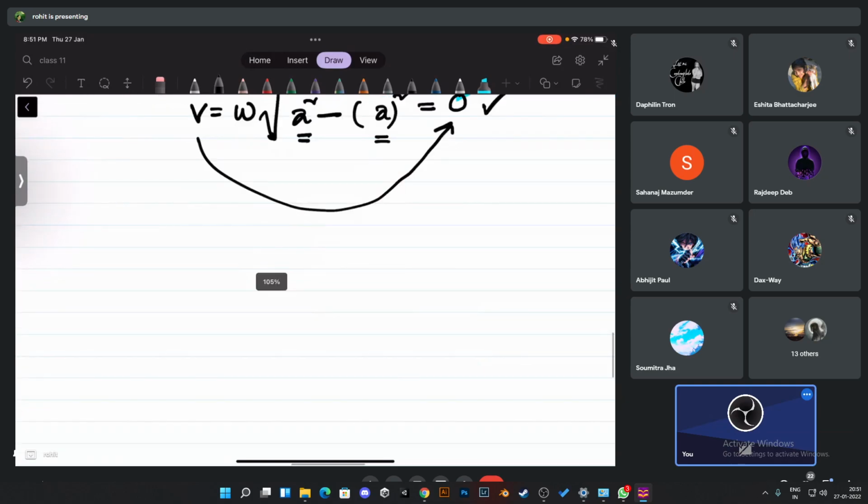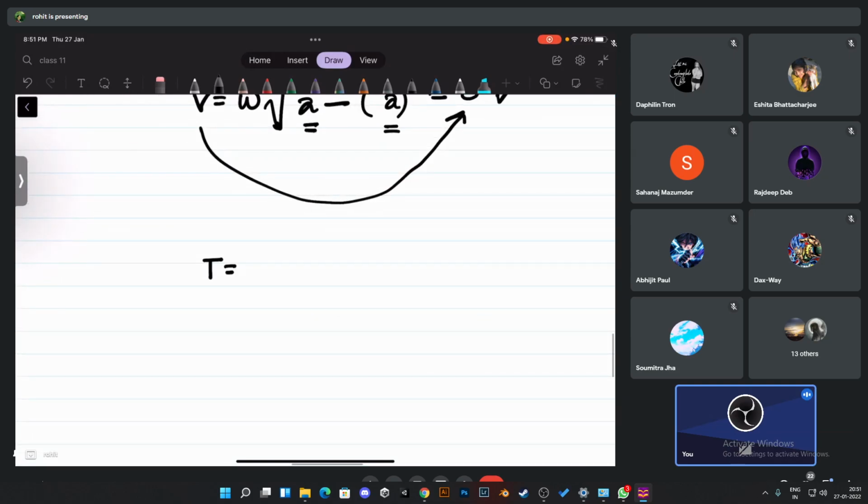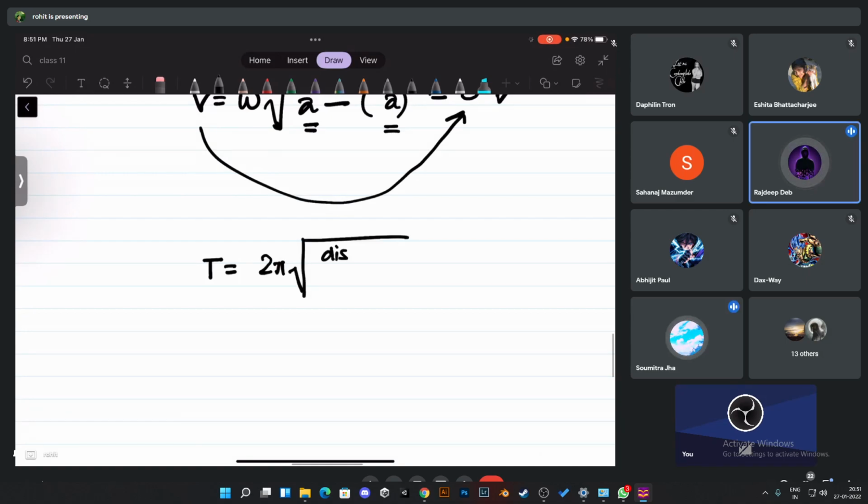Please check. I told you the time period in any simple harmonic motion. How do we get it, guys? The formula is 2 pi root over of displacement by acceleration. Very good. Displacement by acceleration. So how do we reach here? I'm going to show you that.